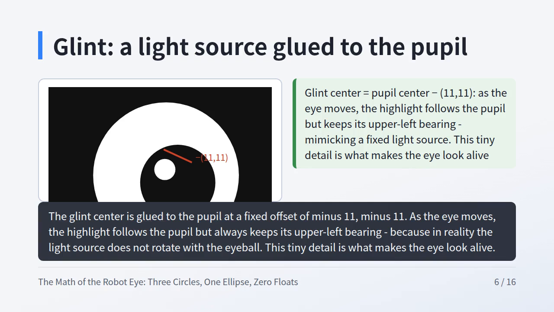The glint center is glued to the pupil at a fixed offset of -11, -11. As the eye moves, the highlight follows the pupil but always keeps its upper left bearing, because in reality the light source does not rotate with the eyeball. This tiny detail is what makes the eye look alive.